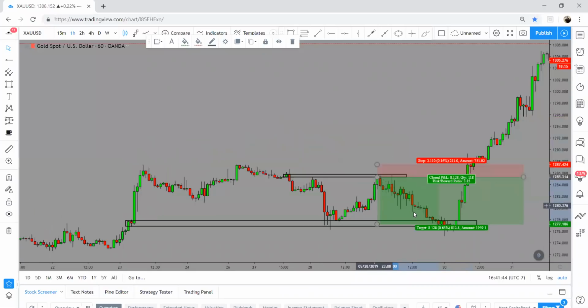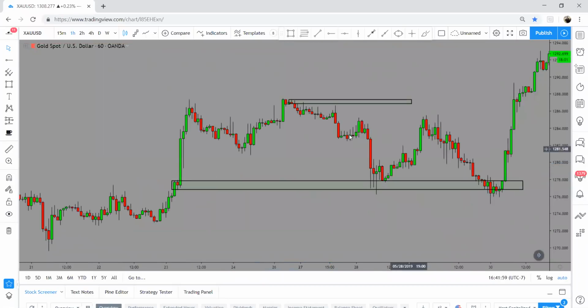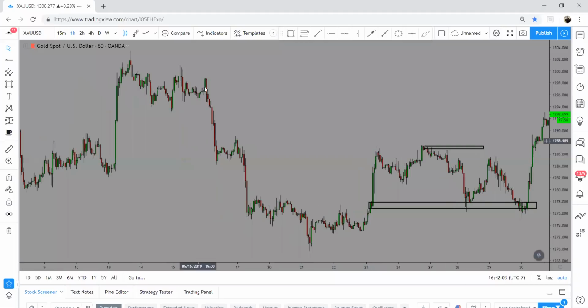So this is how your trade would have looked right here, right? And then after it broke through, where would your next take profit be after it broke through right here and it retested? Look at this, right? Where's the next supply zone? Right here.